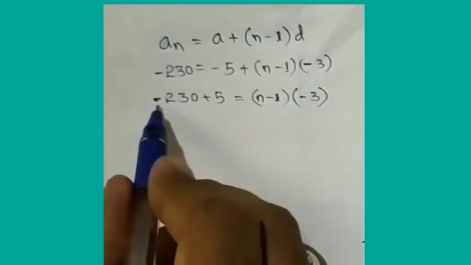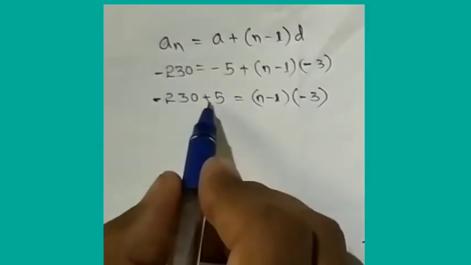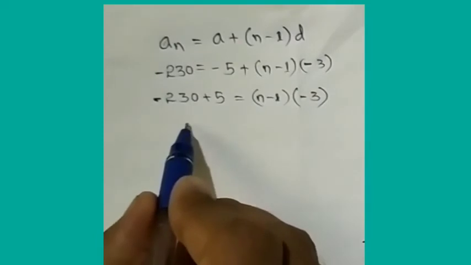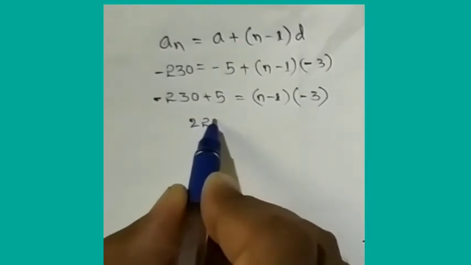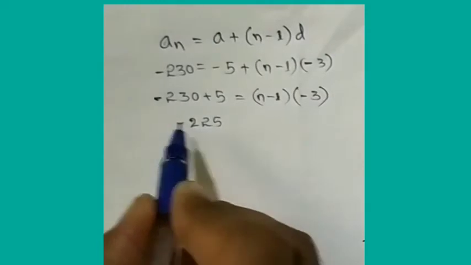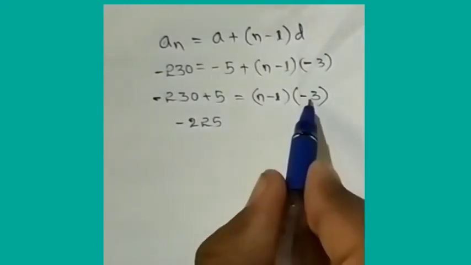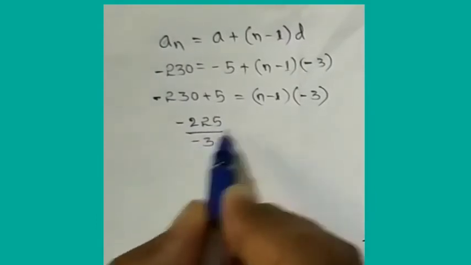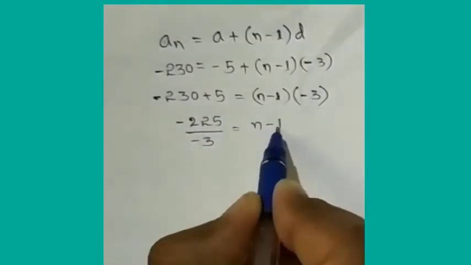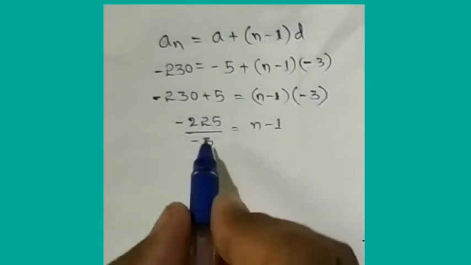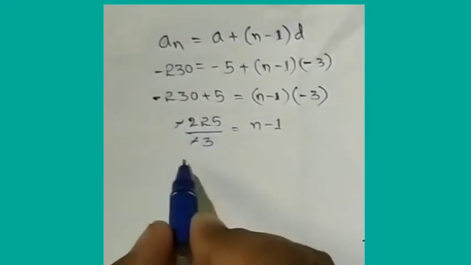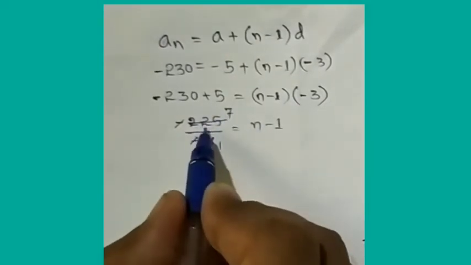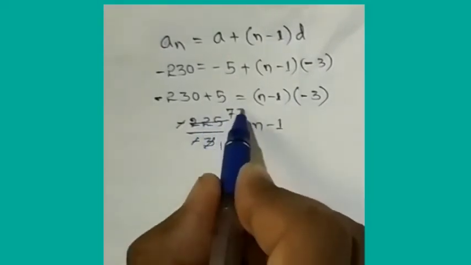Okay, so here minus 230 plus 5, opposite signs are there, so go with subtraction. Here we will get 225, so that is minus 225. And if I take this minus 3, here it is multiplying, if I take this side, it becomes division, equal to n minus 1. So now minus minus will get cancelled, 3 1s are 3, 7s are 21, remaining is 1, that becomes 15, 3 5s are.